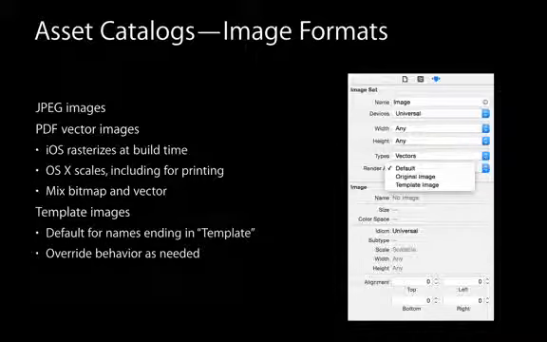And last is support for template images. Matthew mentioned this a bit on Monday. Template images allow an image to be treated kind of as a stencil in your application, so you get kind of an outline effect. Traditionally, this is done by detecting whether the file name ends in template. And now we give you the ability to override this default behavior directly in Interface Builder in your asset catalogs. So that's it for asset catalogs.